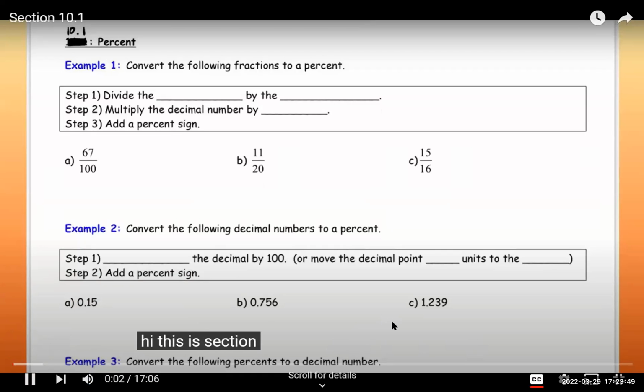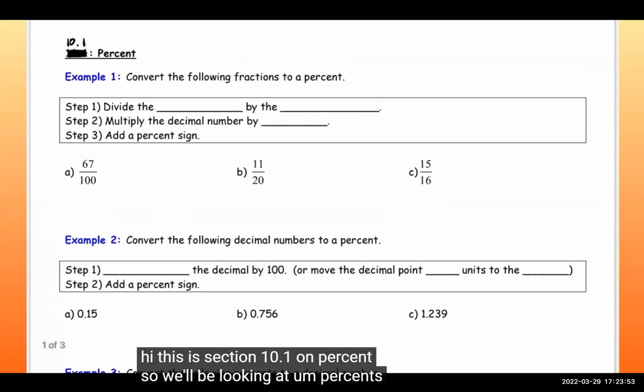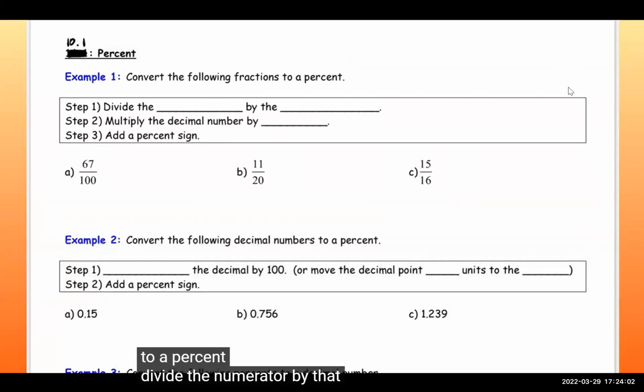Hi, this is section 10.1 on percent. So we'll be looking at percents and applications to that. So for this example, it says convert the following fractions to a percent. Divide the numerator by the denominator.